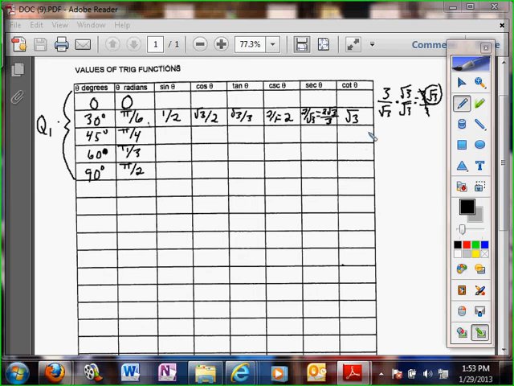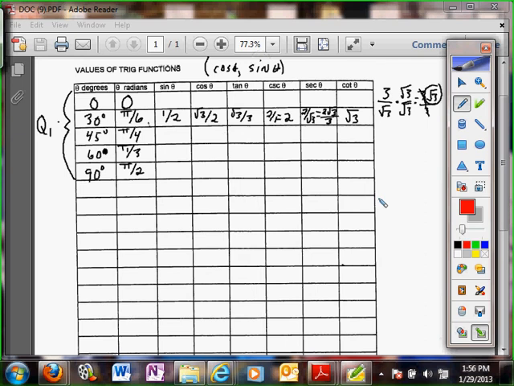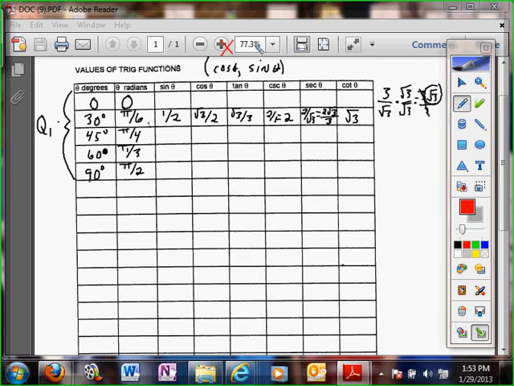Now, that's how you will find each row, again, in the first quadrant. Very simple. Sine is the y value of the ordered pair. Cosine is the x value of the ordered pair. Cosine theta, comma sine theta. X, y.